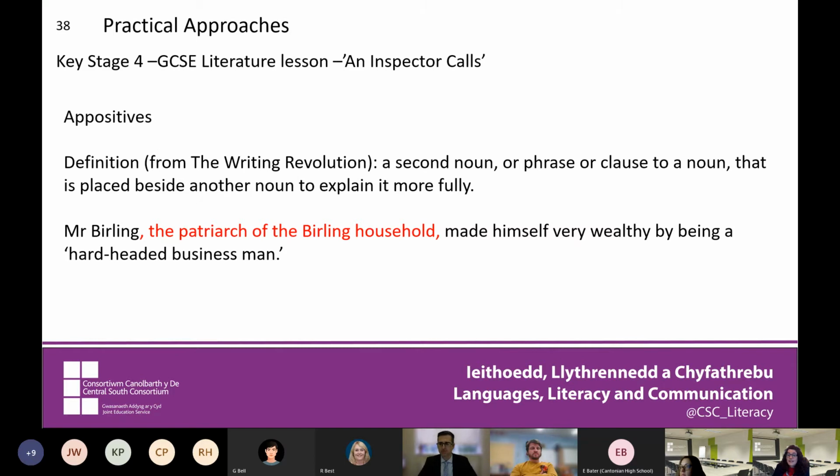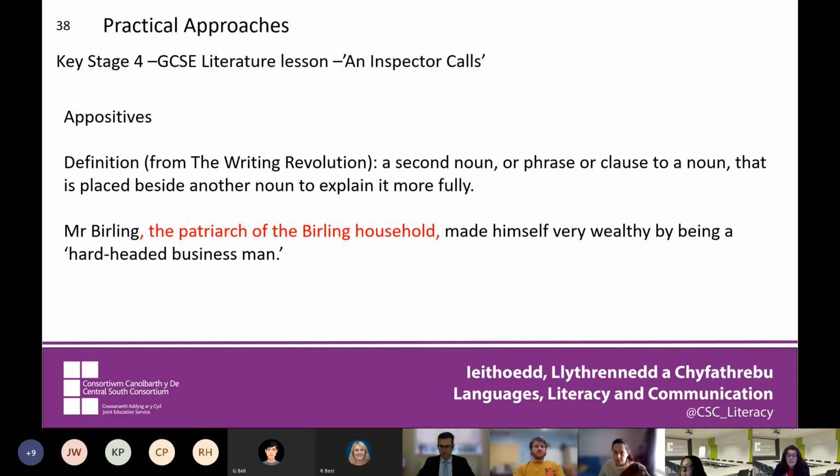This is my favourite strategy, probably because it's low effort and high impact. For this one, we're going to go to Key Stage 4 literature, where learners are studying An Inspector Calls. It doesn't matter if you're not familiar with it. It's definitely, I would say, an example where the term sounds worse than the concept.